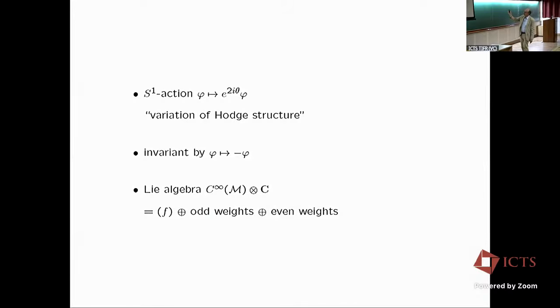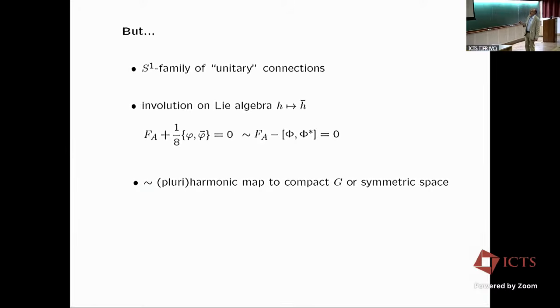So we also have an invariance by phi going to minus phi, which is equivalent to some real structure. In any case, the Lie algebra, if you like, breaks up into odd weights and even weights. So that's the analogy. I should say that this phi is going to be the capital theta that Brian was talking about.